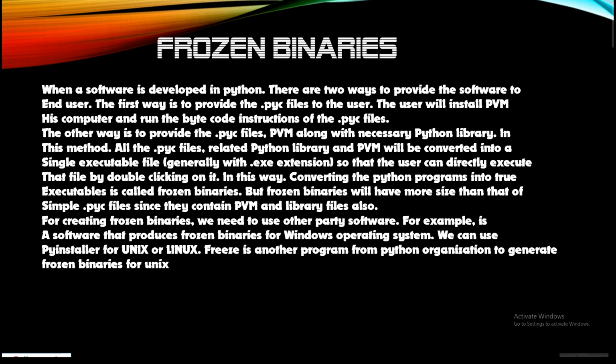But frozen binaries will have more size than that of simple PYC files, since they contain PVM and library files also. For creating frozen binaries, we need to use third-party software. For example, py2exe is a software that produces frozen binaries for the Windows operating system. We can use PyInstaller for Unix or Linux. Freeze is another program from the Python organization to generate frozen binaries for Unix.